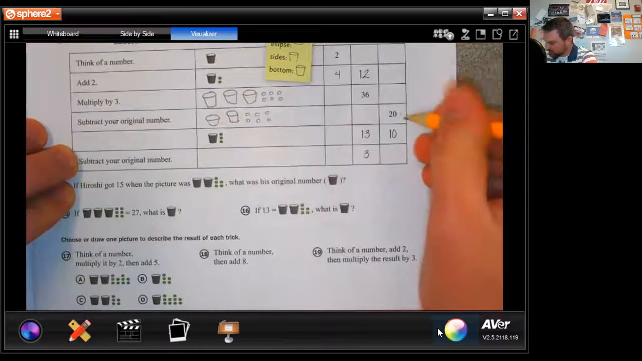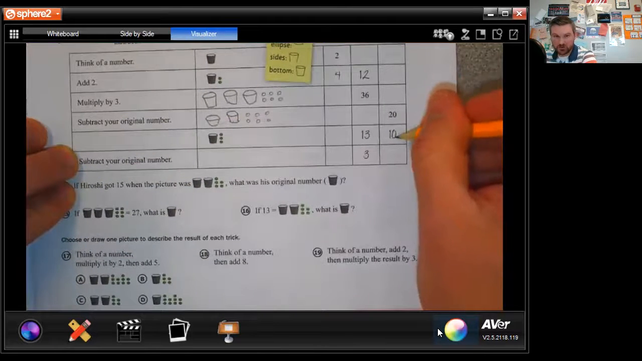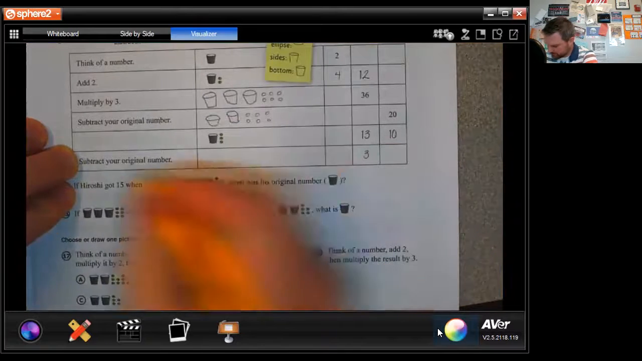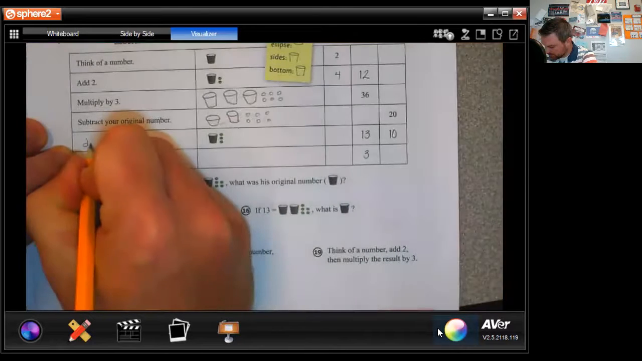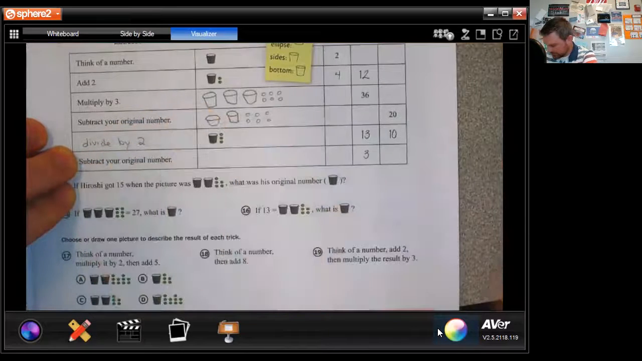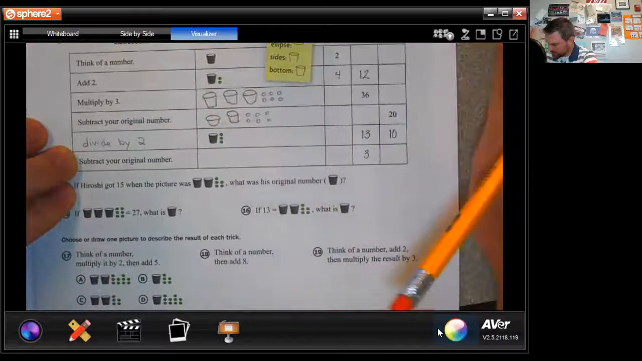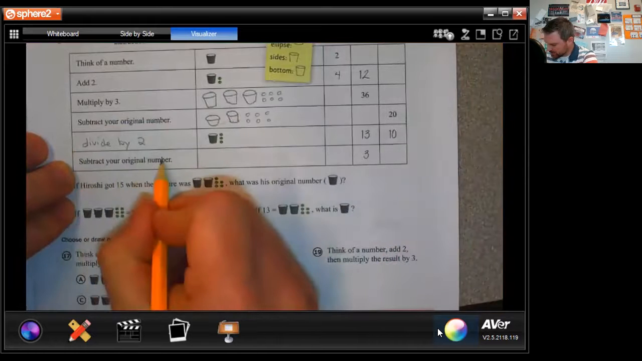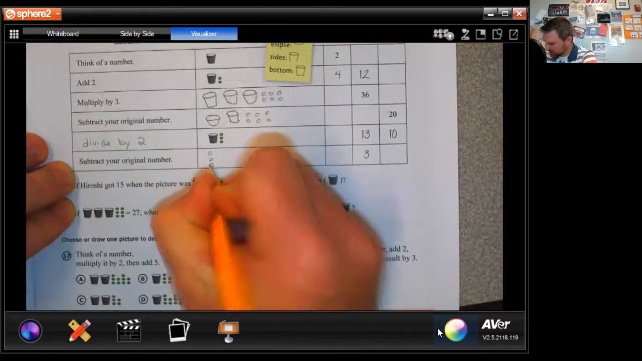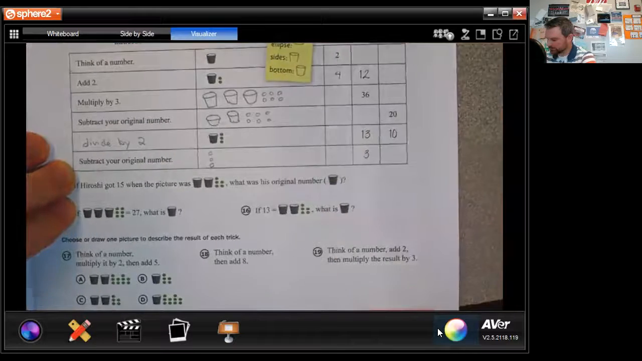You can also look over here. They went from 20 to 10. What kind of action does that? If you guessed it, it's a divide by 2. Okay, so you're dividing everything by 2. And then subtract your original number. Well, that's getting rid of the bucket. So now you got 3 dots. Okay, see, they ended in 3.